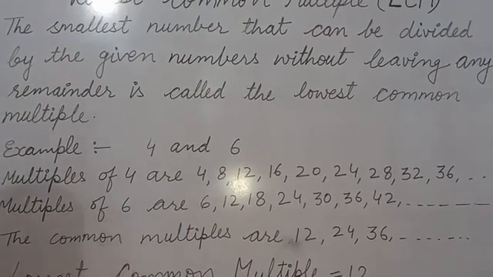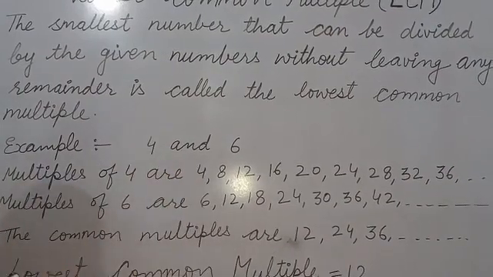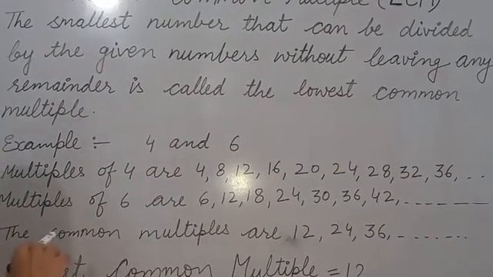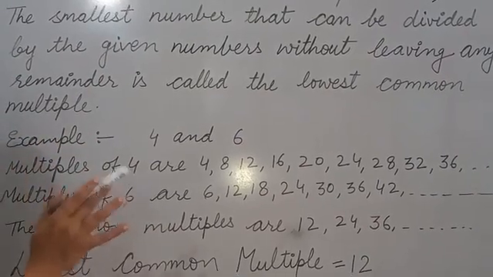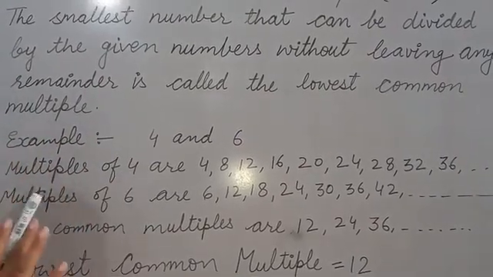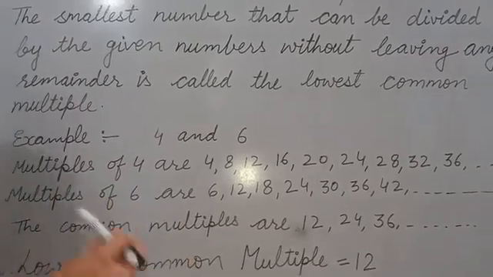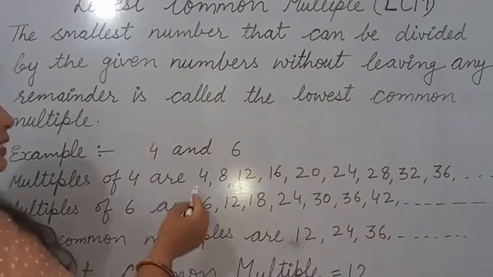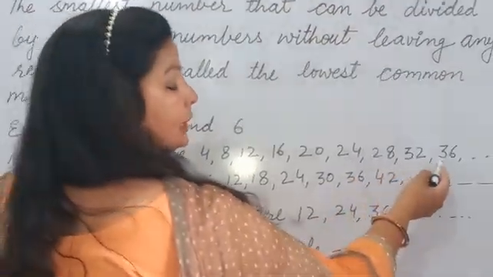For example, see here I am finding the LCM of 4 and 6. So how will we find it? Firstly, because it is the lowest common multiple, we should first write the multiples. Multiples of 4 means the table of 4. So 4 ones are 4, 8, 12, 16, 20, 24, 28, 32, 36.